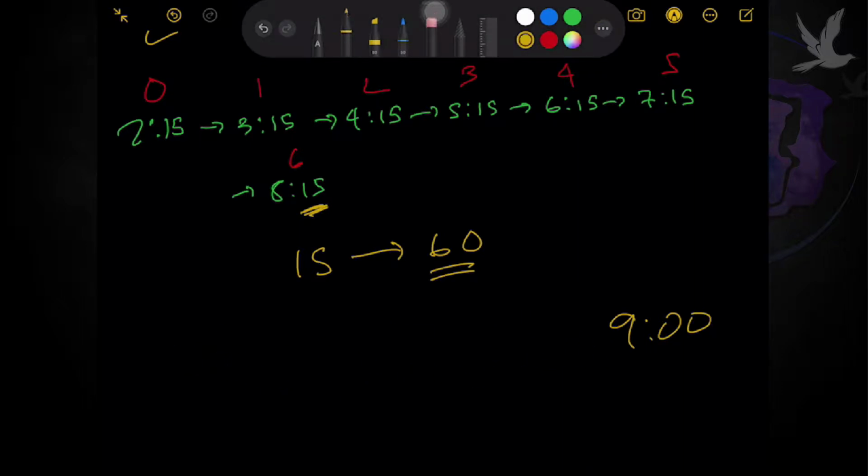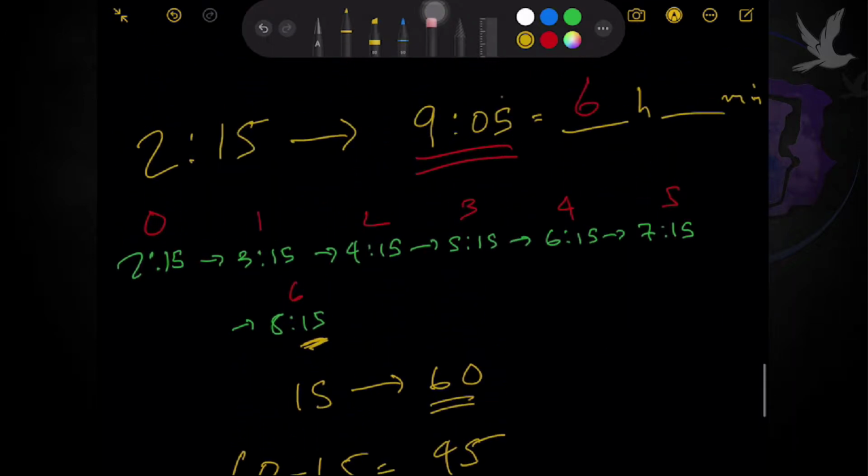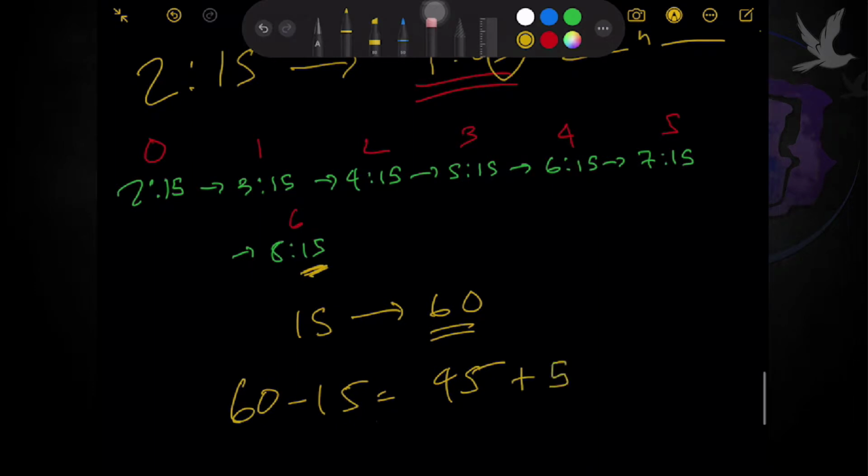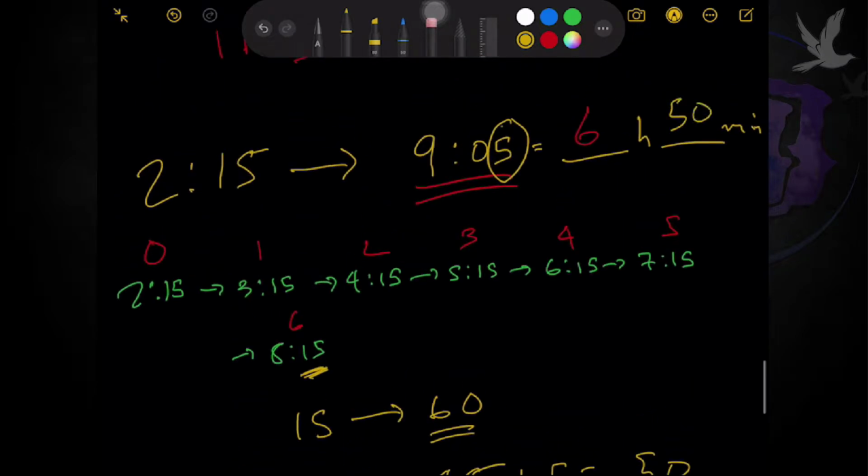So, count nyo lang muna 15 until it reaches 60. Or in other words, 60 minus 15, which will give us a total of 45. Okay, is that the answer na, teacher? Not yet. That's not the answer yet kasi may lagpas tayo na 5 minutes by the hour. So, ang gagawin nyo na ngayon is to take this value, which is ang 5, and add it to this given number after subtracting. So that's an equivalent of 50. So which means you have 6 hours and 50 minutes.